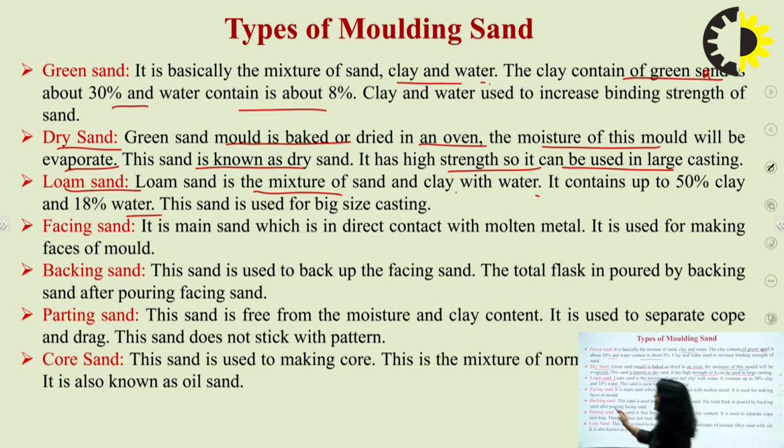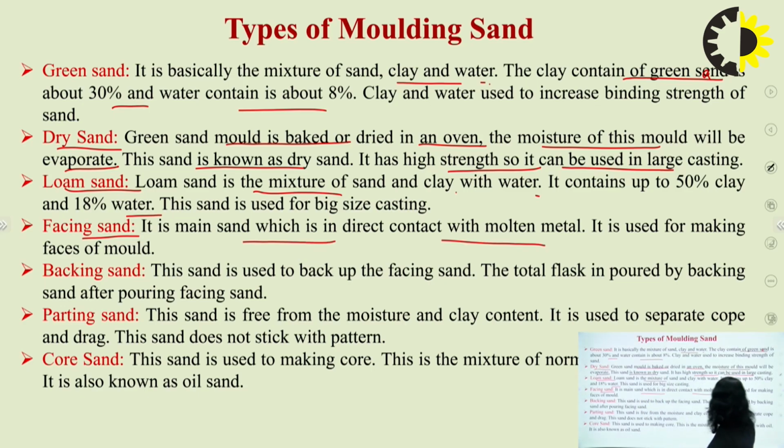Then we have the facing sand. Why is it known as facing sand? Because it forms the face of the mold, and it is in direct contact with the molten metal. It is used for making the faces of the mold. Then we have the backing sand, which will be used for backing up the facing sand.